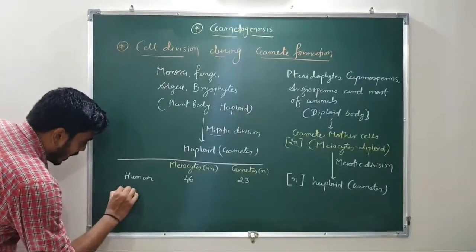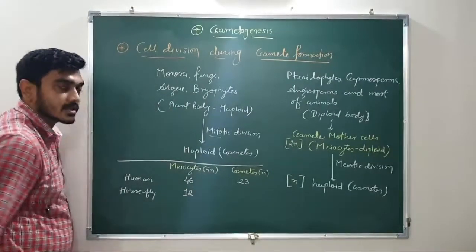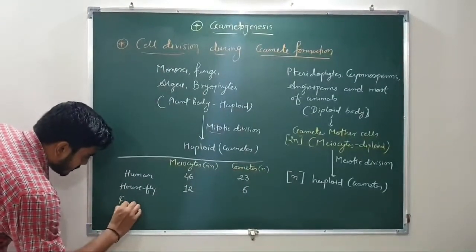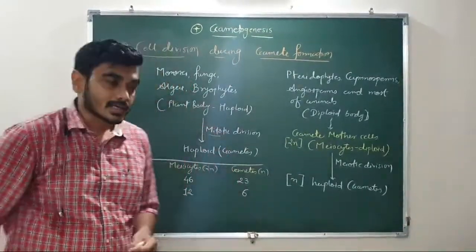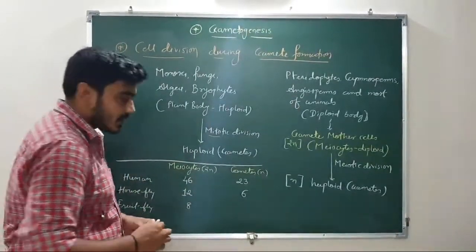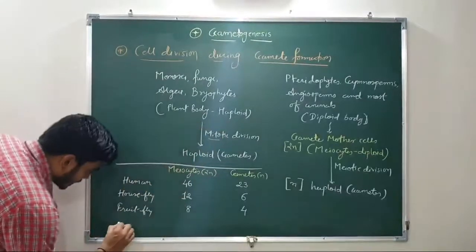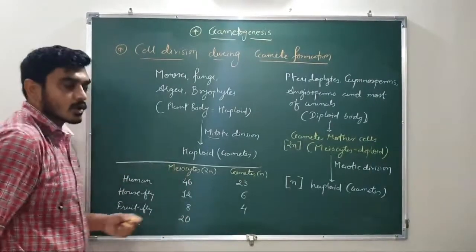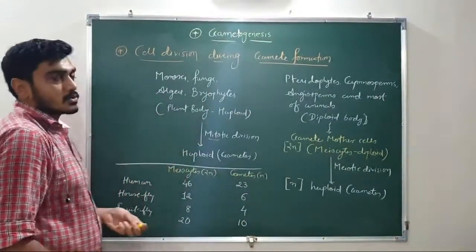Similarly, if we take the example of house fly, in meiocytes 12 chromosomes are present, and therefore gametes possess only 6 chromosomes. Similarly, in fruit fly, Drosophila melanogaster, which you have already studied, it has only 8 chromosomes in meiocyte. That means in diploid cells only 8 chromosomes are present, and therefore the gametes bear only 4 chromosomes. And if we take one example of a plant, that is maize, the meiocyte possesses 20 chromosomes, and therefore the gametes possess only half set, that is 10 chromosomes.